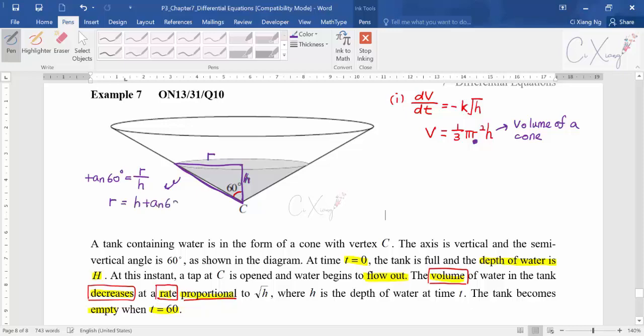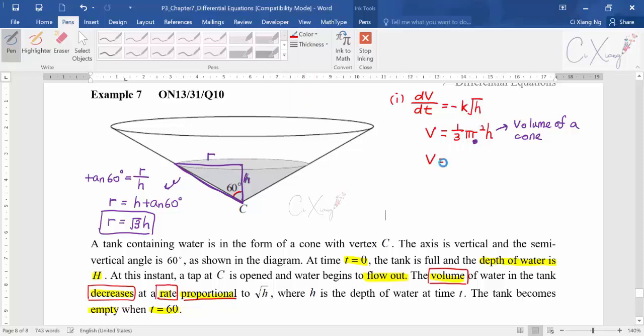So what's the value of tangent 60? If you press the calculator or draw the triangle to help you, you should get R equals square root 3 H. Alright, so here I find another equation for R in terms of H, and therefore I can substitute it into my R here.